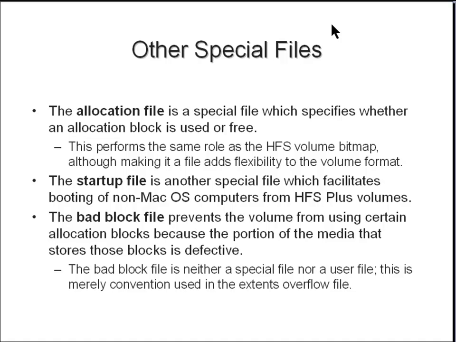Something called a startup file, which is another special file which facilitates booting of non-Mac OS computers from HFS Plus volumes. And finally, there's the bad block file, which prevents the volume from using certain blocks because the portion of the media that stores those blocks was defective. Where would we find that information in FAT? That would be located in the FAT, under the FAT file system.